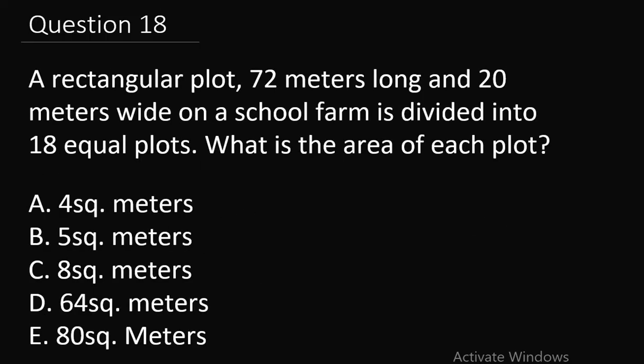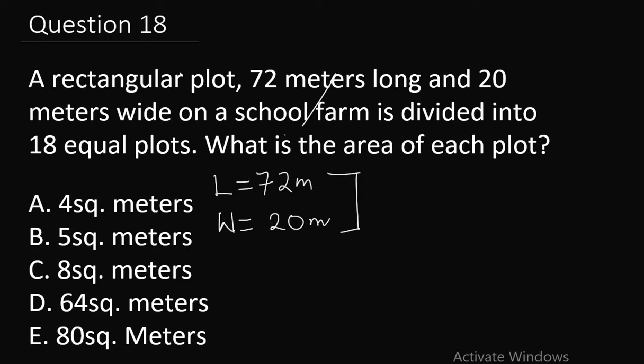Now let's take a look at question 18. Question 18 says, a rectangular plot, 72 meters long. Let's write that out, the length. The length is 72 meters long and 20 meters wide. The wide is the same thing as the breadth, which is 20 meters according to the question. Is divided into 18 equal plots. What's the area of each plot?